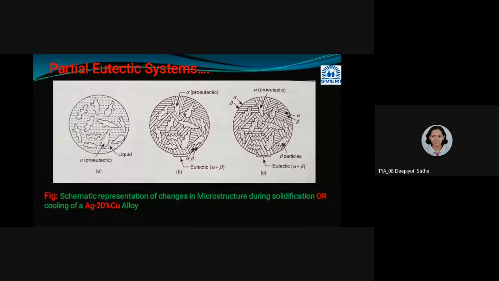This is the diagram for changes in the microstructure during solidification of the second alloy which we have considered, that is silver containing 20% copper. You can consider this alloy as a hypoeutectic alloy. Here eutectic transformation is occurring and its composition is less than the eutectic composition. That's why this alloy will be a hypoeutectic alloy. Please draw the diagram.